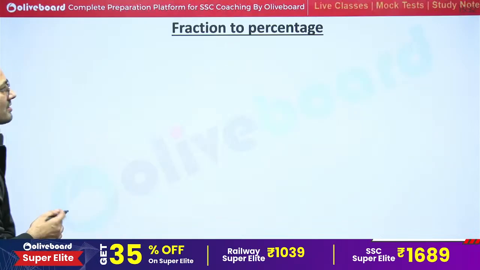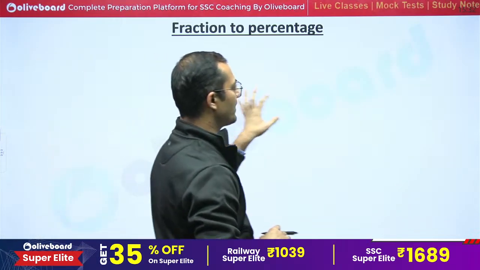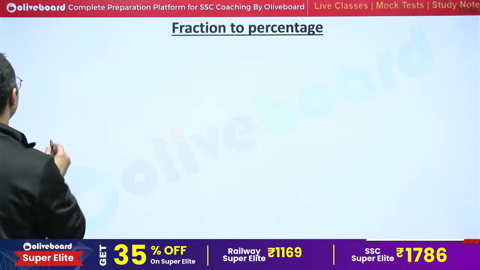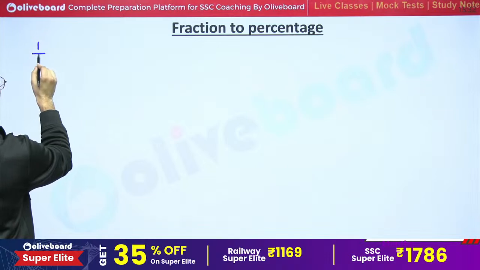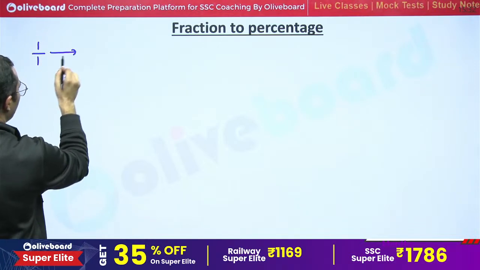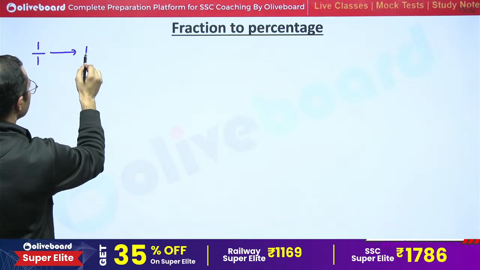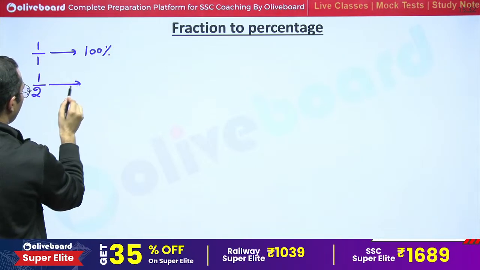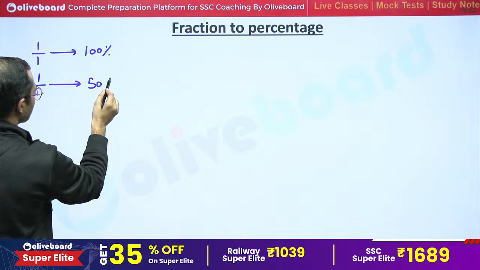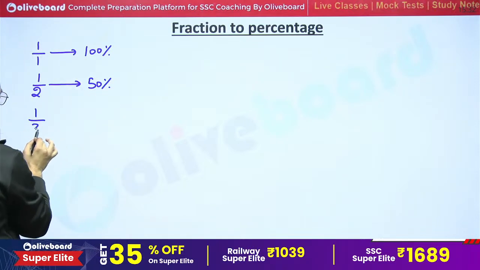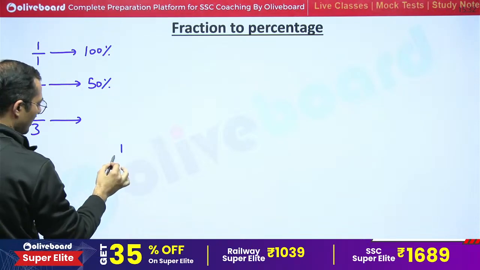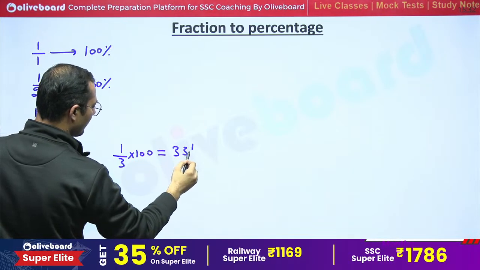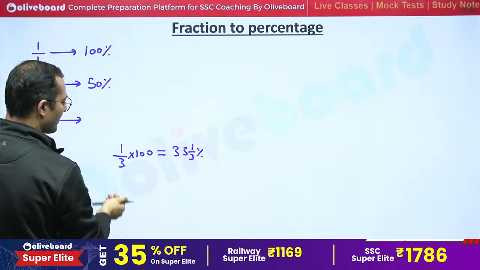So the next point is conversion of fraction into percentage, right? See, we have to convert the fraction into percentage. So simply we can say that 1 upon 1, 1 is a complete fraction, so it is equal to 100%, right? See, 1 upon 2, so just multiply by 100, right? So it is equal to 50%. Is this clear? 1 upon 3, so just multiply, 1 upon 3 into 100. So this is equal to 33 whole 1 upon 3%. Yes, is this clear? Yes or no?